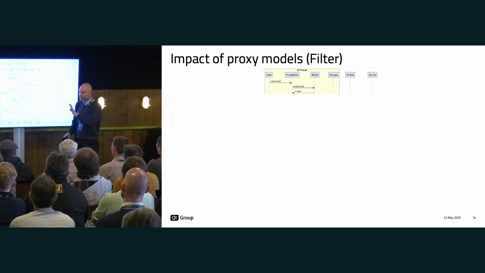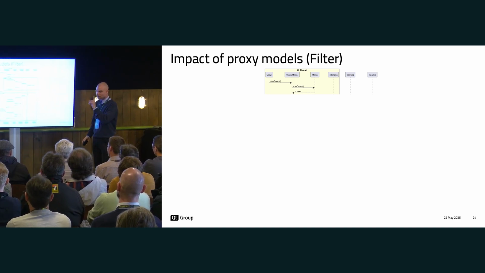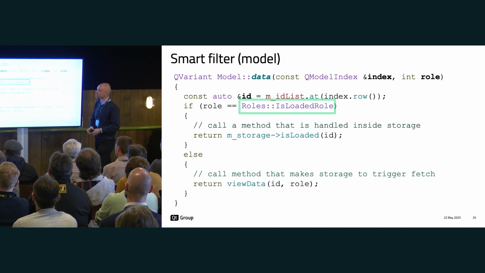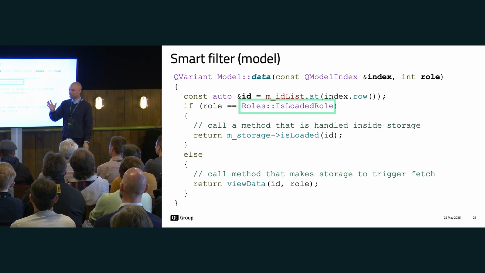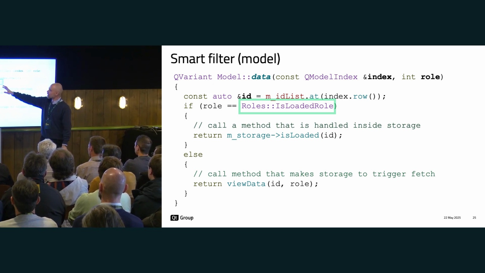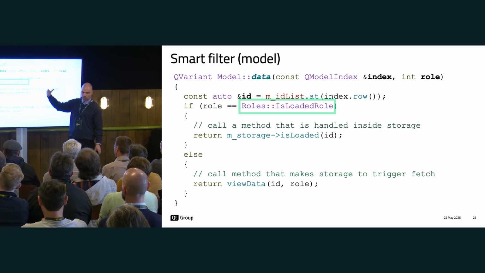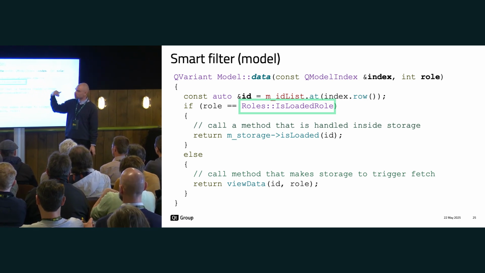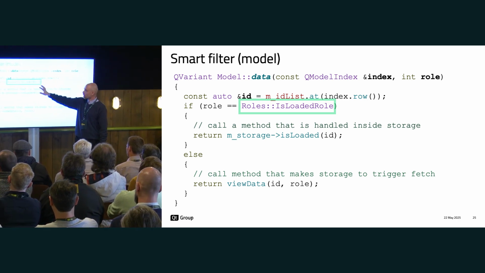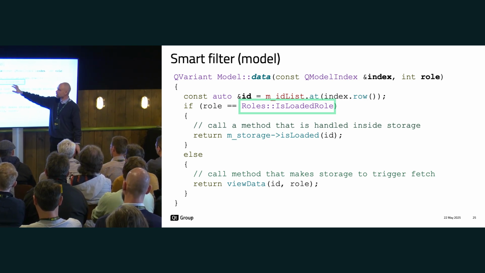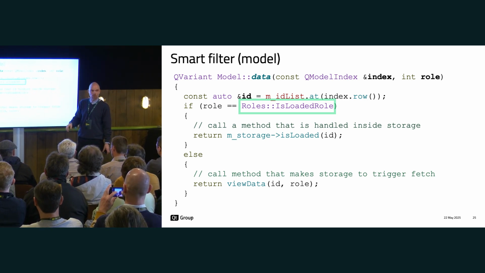Okay, we don't do this. We do it the smart way. We do the smart filtering. Sorry for stopping on that one. Let's add 1 role. This is now in our model, the source model, the threaded model. 1 additional data role, which in this case is loaded.